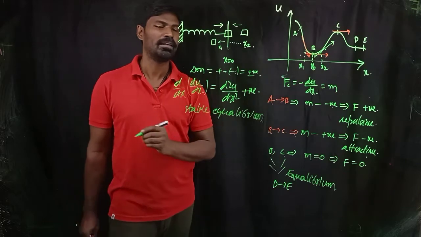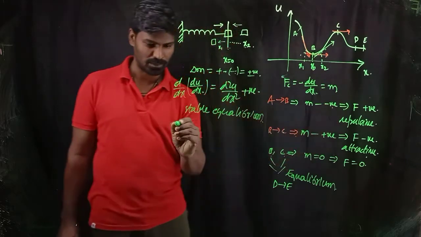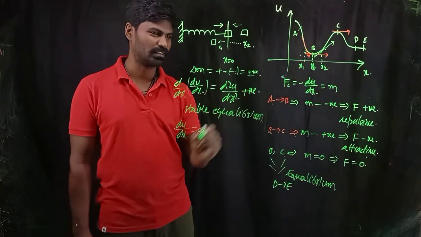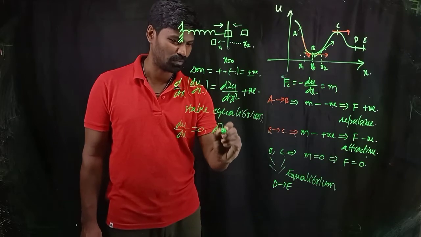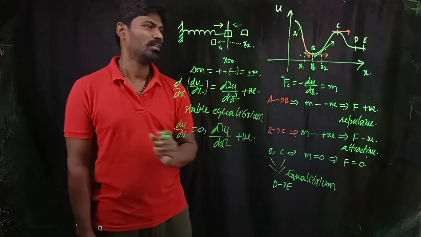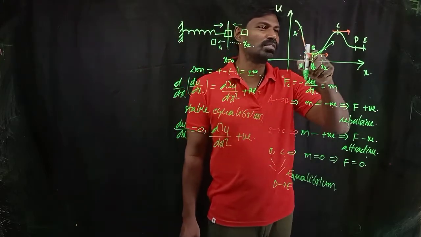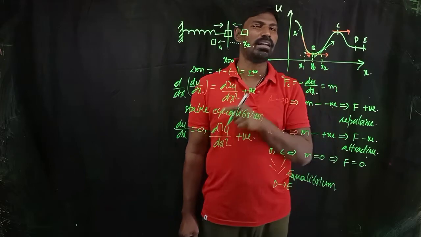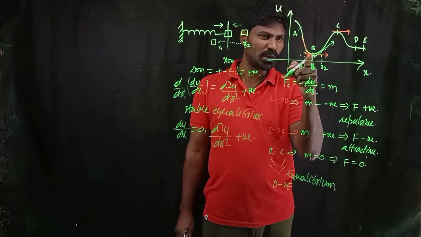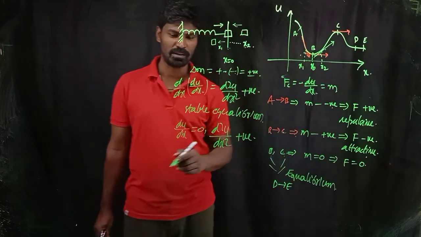So for stable equilibrium, what are the conditions? The resultant force acting on the body is 0. That means du divided by dx is equal to 0. And at the same time, the second derivative, d square u divided by dx square, should be positive. When it is positive, have a look at these values of potential energy. What is the point at which potential energy is minimum? If you look at this curve, simply we can say potential energy is minimum at B only. So this is also the condition for minimum.